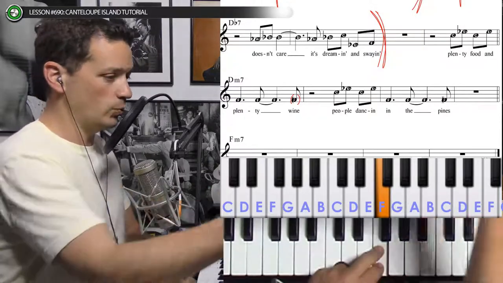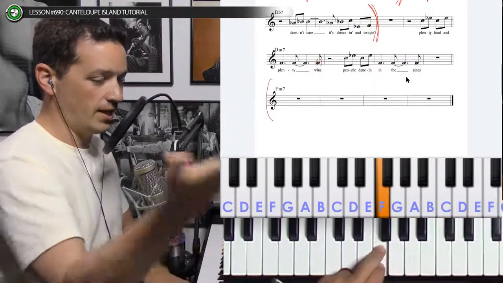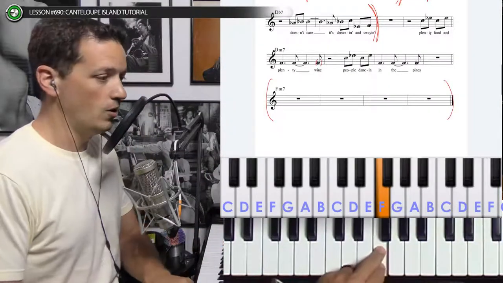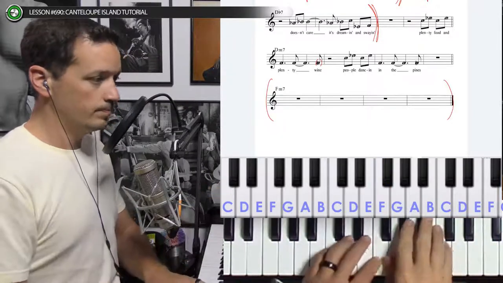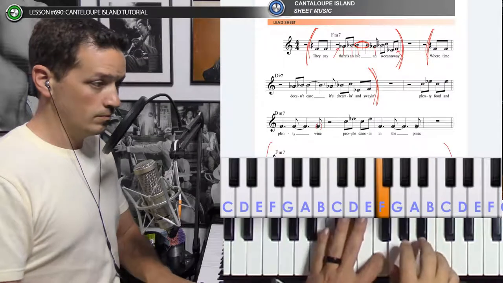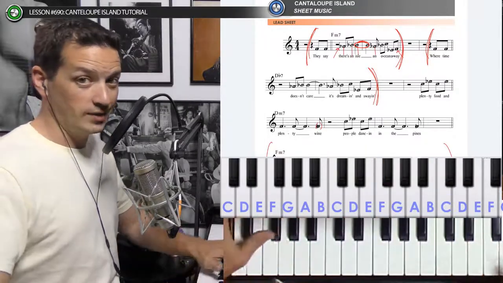Then at the end, you've got this weird break right here, and this messes everybody up because it's just going to be nothing. These are all rests right here. All four of those measures are going to be just rests. If you do that, you've got the whole entire song.